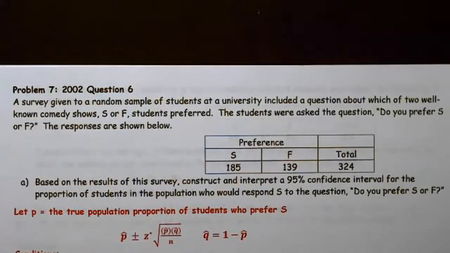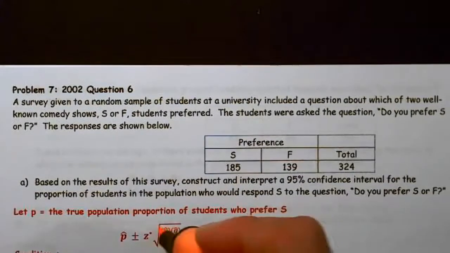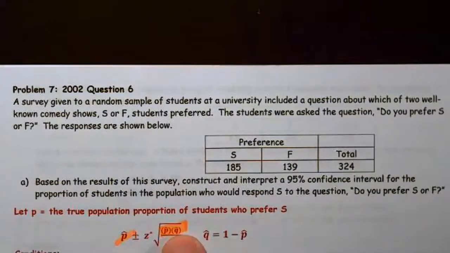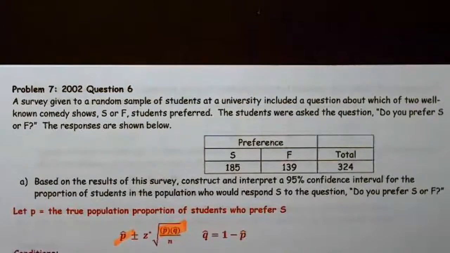Please notice that here I'm using P hats. The reason I'm using P hats and not P naught is because it's a confidence interval and I don't know what the proportion is. I'm using my sample to estimate the population. So consequently, I have to use P hat and there is no claim.